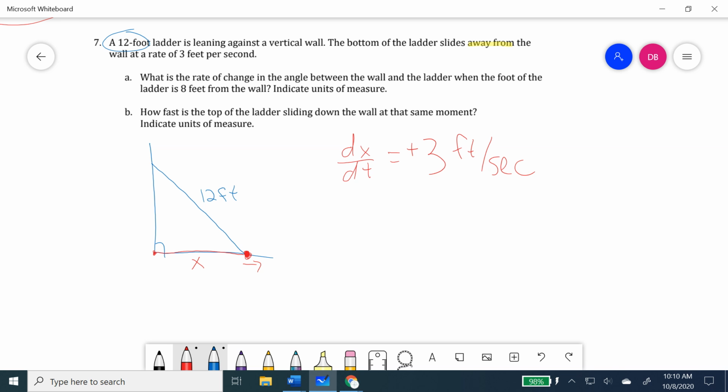And the main thing with the shadow problems are understanding the difference between how fast a tip of a shadow moves versus the shadow length. And I'll talk about that in just a minute.